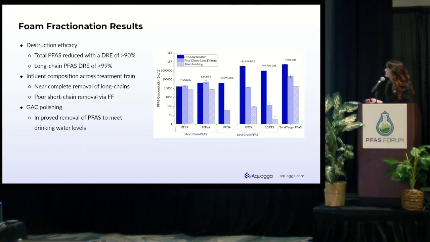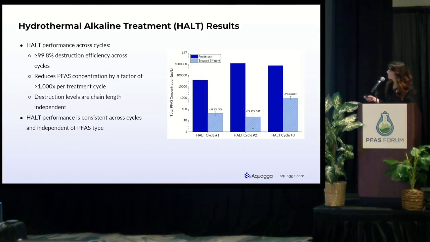Let's look at HALT. There we go. Okay, for HALT, across all of the cycles, we were able to hit 99.8% destruction at the very least. We got 99.9% as well for the second batch right there. Across the treatment train, it was 1,000 times concentration per cycle, so we were able to harness more PFAS throughout. And then what is introduced into HALT is independent for destruction. So if those shorter chains were introduced to HALT, we would have been able to destroy them.